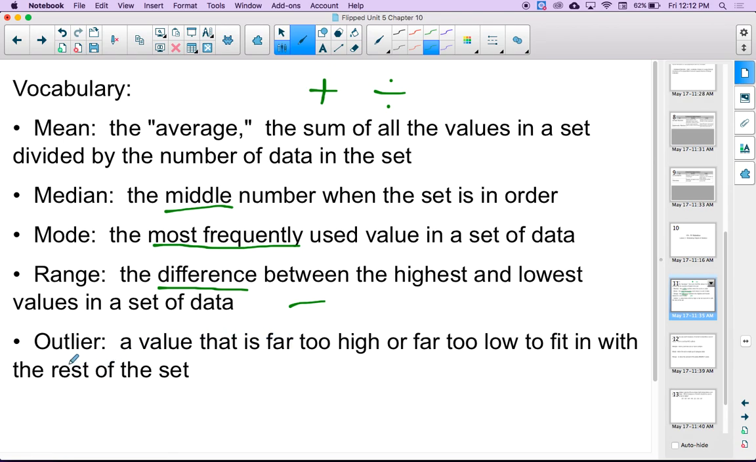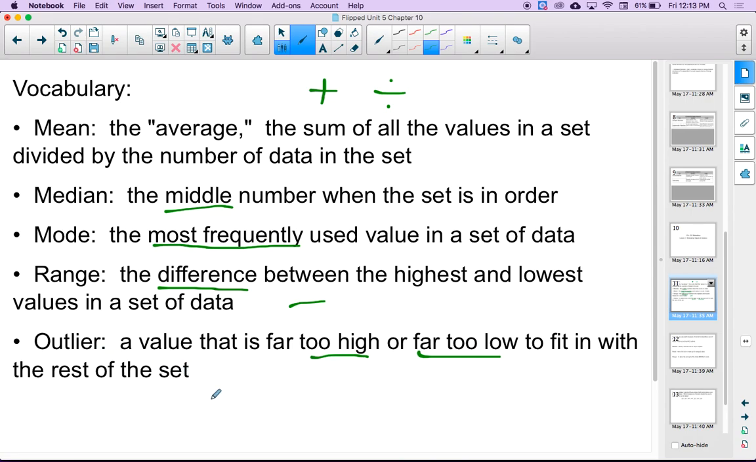The last new vocab word is the word outlier. An outlier is a value that is far too high or far too low to fit in with the rest of the set. So when I talk about outliers, I talk about birthday parties. So let's say that a 7th grade student is having a birthday party. At your birthday party, you probably have a lot of students there. They're 12 years old, 13 years old, maybe some 14-year-olds.